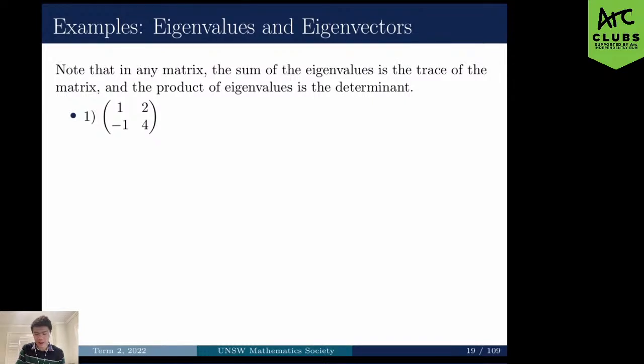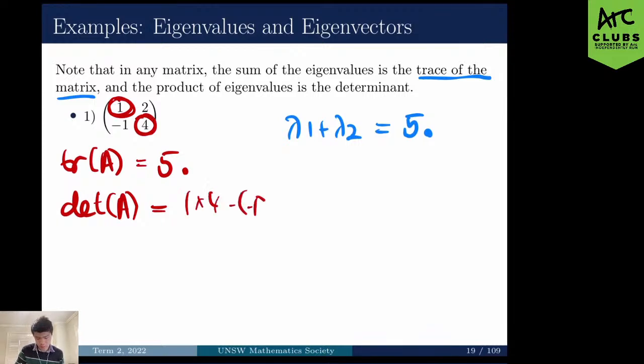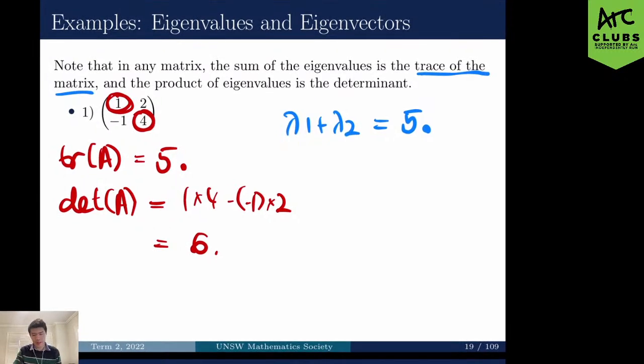So this is a really useful property that helps us move a lot faster in exams. The sum of the eigenvalues is the trace of the matrix. The trace, if we recall from last time, is the sum of the diagonal elements. That means the sum of the eigenvalues, and we know there must be 2, is equal to 5. And we also know that the product is equal to the determinant. The determinant is equal to 1 times 4 minus 1 times 2, which equals 6. Okay, so the determinant is equal to the product of the eigenvalues.